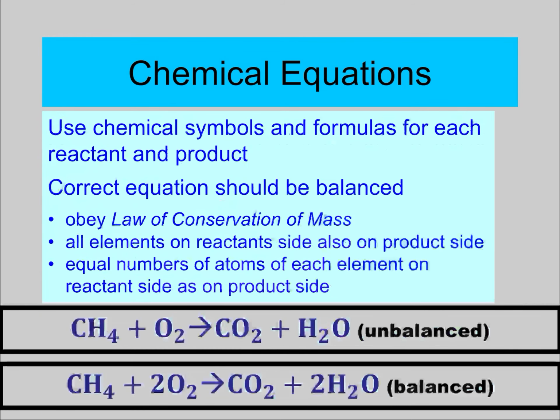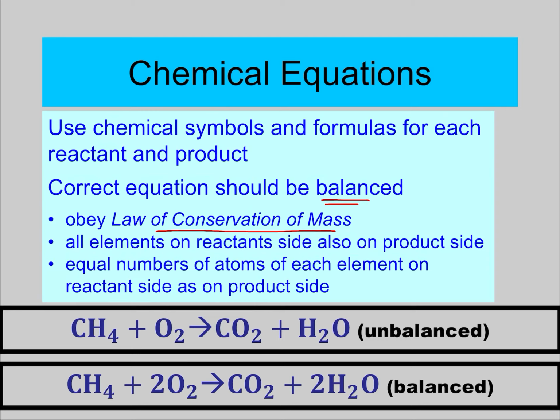So when we use the chemical symbols and formulas for each reactant and product, we have to do something specific, which is called balancing. We need to make sure the equation is always balanced. The reason why it has to be balanced is there is a law of conservation of mass, meaning we cannot create nor destroy matter. It can be converted, but it has to be conserved.